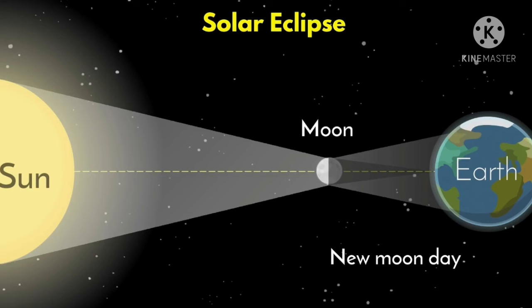Areas where the partial shadow falls experience a partial solar eclipse. That is, only a part of the Sun will be blocked by the Moon. A solar eclipse occurs only on a new moon day.